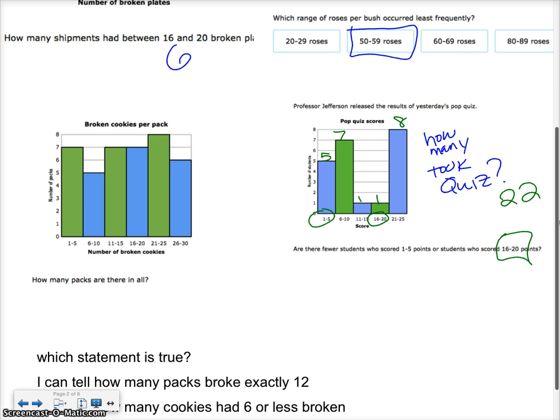Okay, so looking at the next histogram, again, intervals. How many packs are there in all? So these are broken cookies. And how many in a package? So we would have 7 had 1 to 5 broken. 5 had 6 to 10 broken. 7 had 11 to 15 broken, etc. So I'm just finding the total for each interval. And then you add those up, and what do you get? 40. 40 total packs.